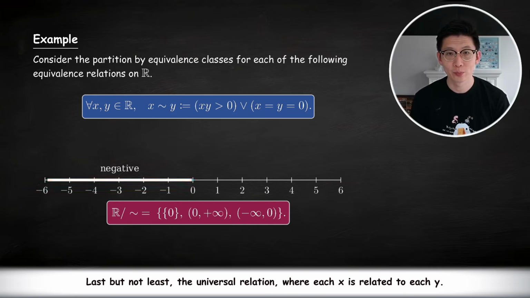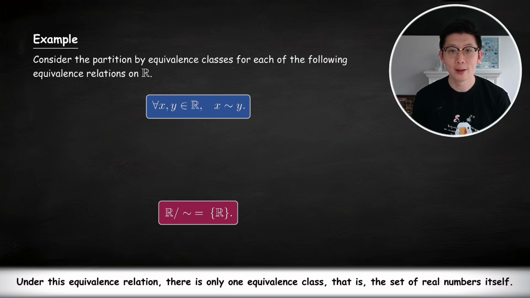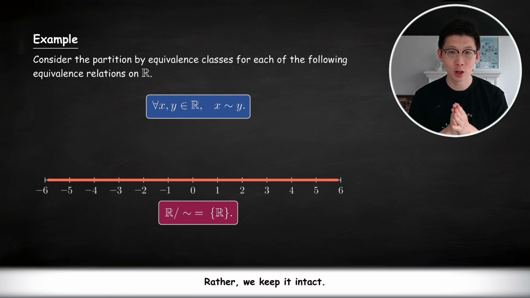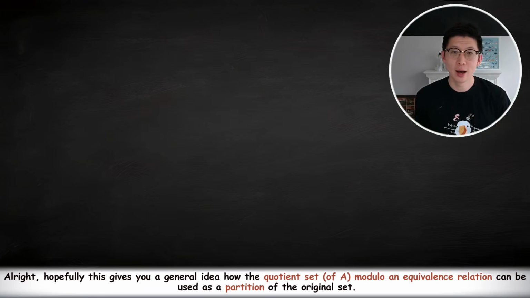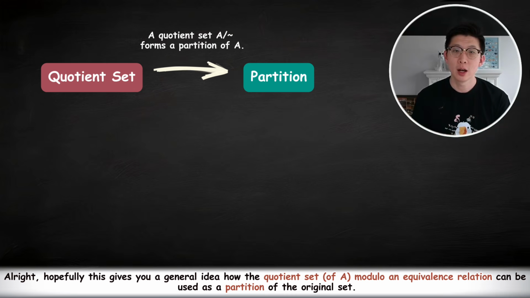Last but not least, the universal relation, where each x is related to each y. Under this equivalence relation, there is only one equivalence class, that is, the set of real numbers itself. Thus, under this equivalence relation, we don't cut R into any small pieces. Rather, we keep it intact. Alright, hopefully this gives you a general idea how the quotient set modulo an equivalence relation can be used as a partition of the original set.